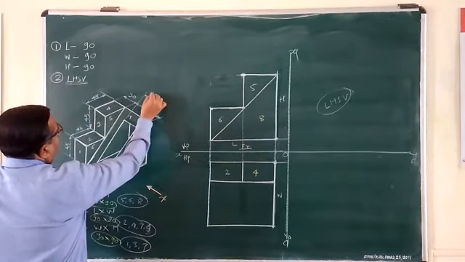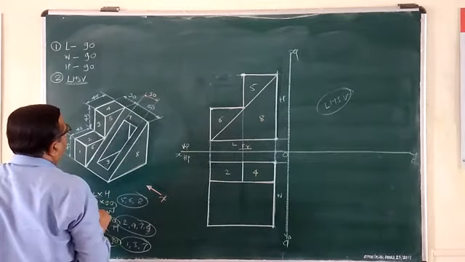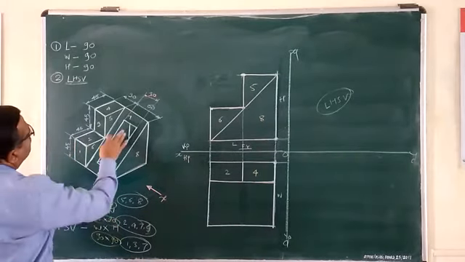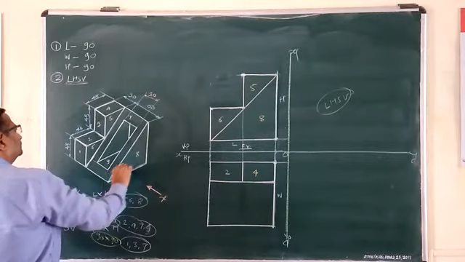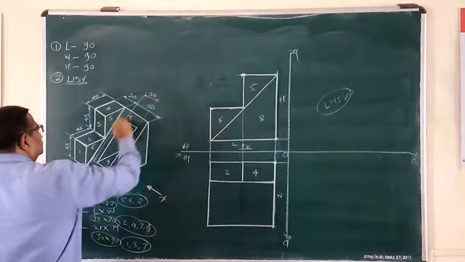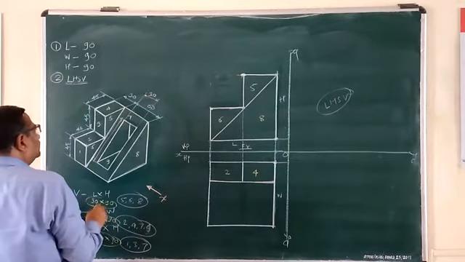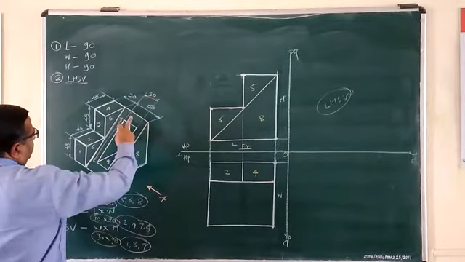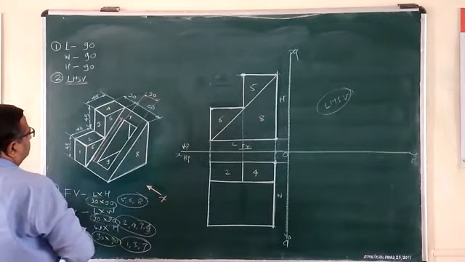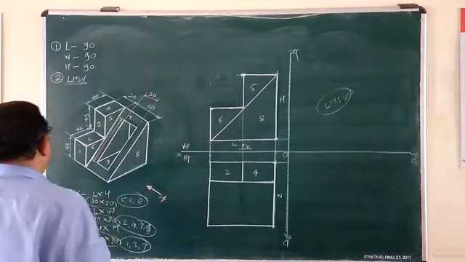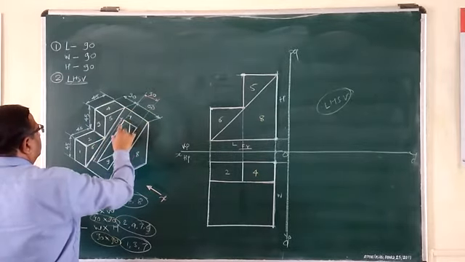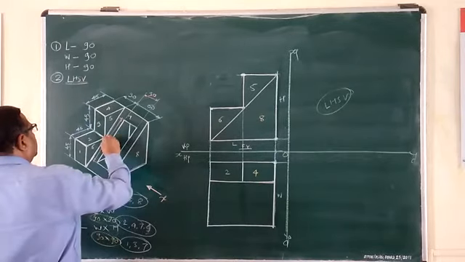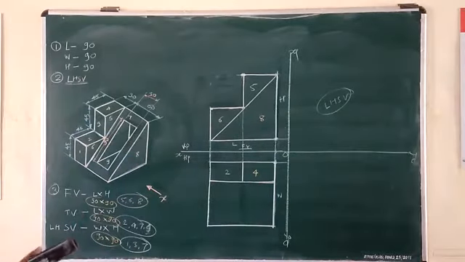This is of 30. Okay. And this thing on the object itself I am noting down here. This length is 90. Okay, 90 by 30.